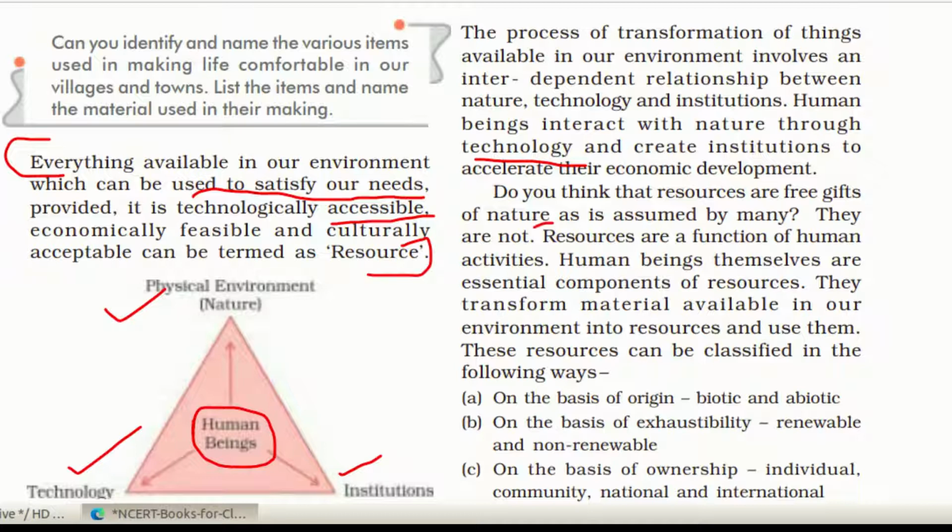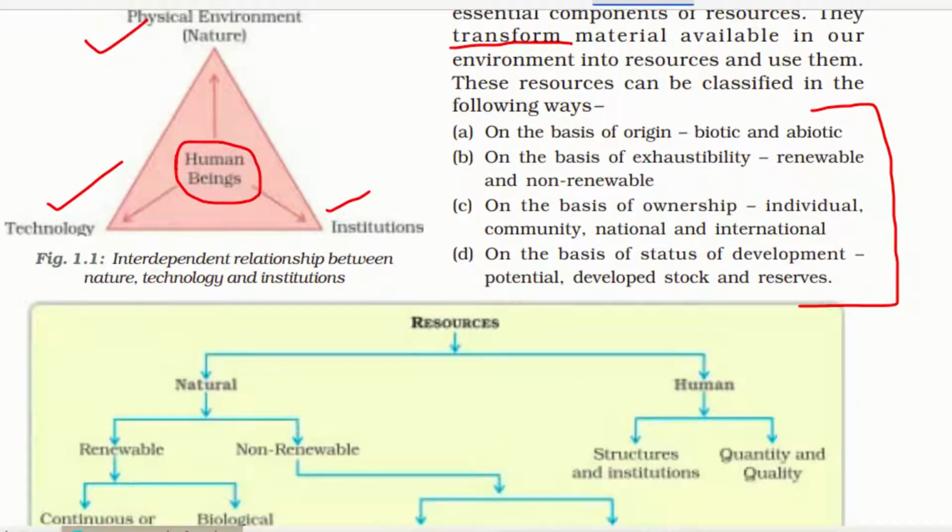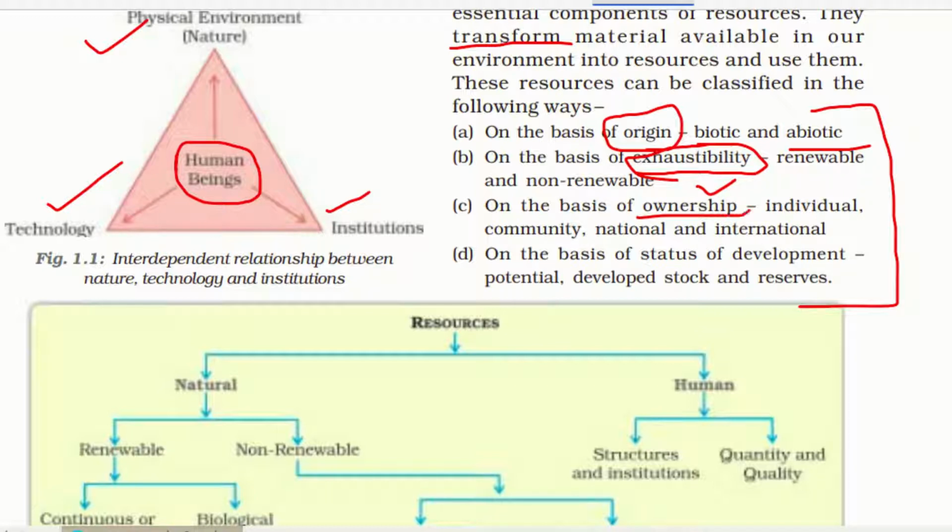So all these are the introduction part. Now we are coming to the main part of the chapter, that is types of resources. Okay, it is very important. First of all, we will see what are the criteria for dividing the resources. First one, on the basis of origin: biotic and abiotic. Then on the basis of exhaustibility: renewable and non-renewable. Then on the basis of ownership: individual, community, national and international. Then finally, on the basis of status of development: potential, developed, stock and reserves.